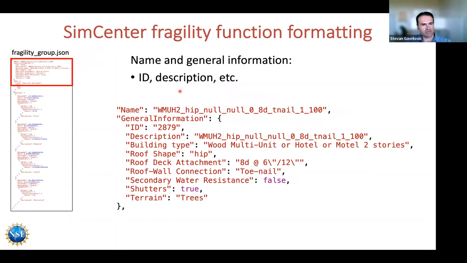So this is pretty straightforward. The first thing is that you include general information such as a name. You want to be descriptive. You can have an ID, and you can also have these other attributes that can help you recognize the fragility function and what it can be used for. So it's kind of up to the user what to put here.